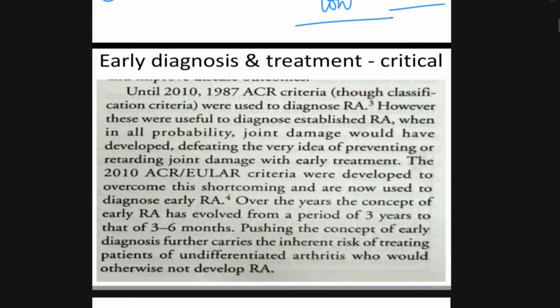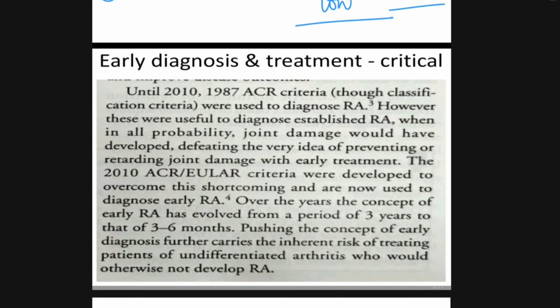Now, why is early diagnosis and treatment critical? Until 2010, the 1987 ACR criteria were used to diagnose RA. However, these were useful to diagnose only established RA, when in all probability the joint damage would have developed, defeating the very idea of preventing or retarding the joint damage with early treatment. Hence, the 2010 criteria were developed to overcome this shortcoming and are now used to diagnose early RA.